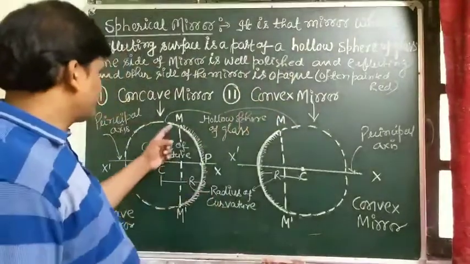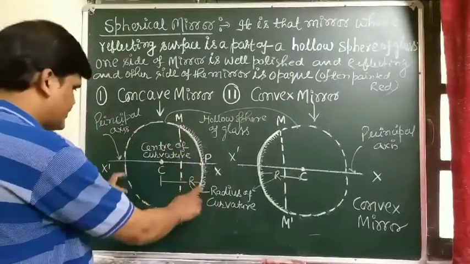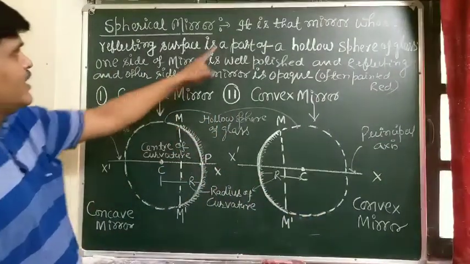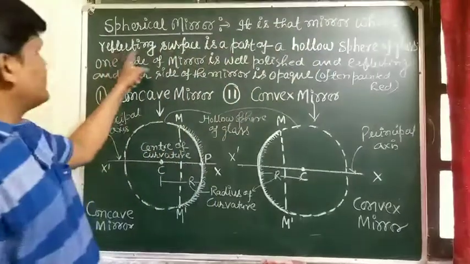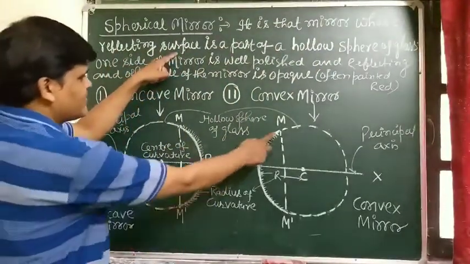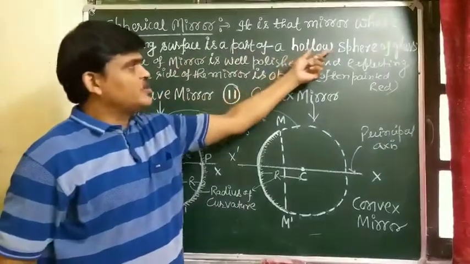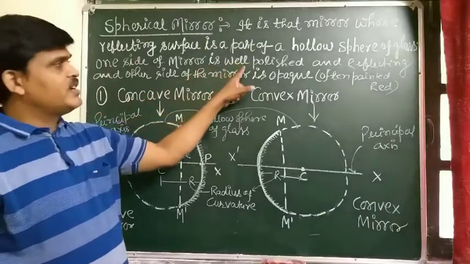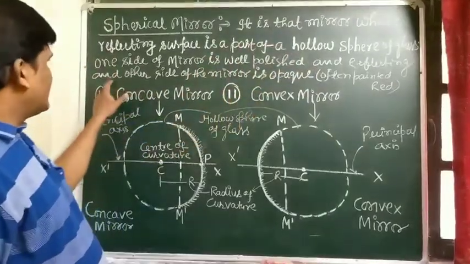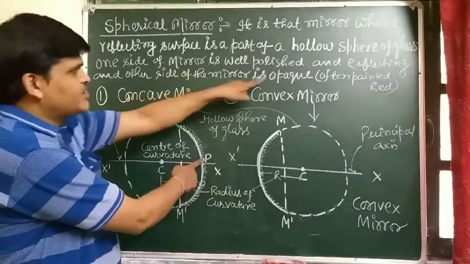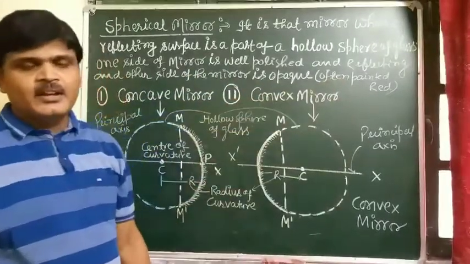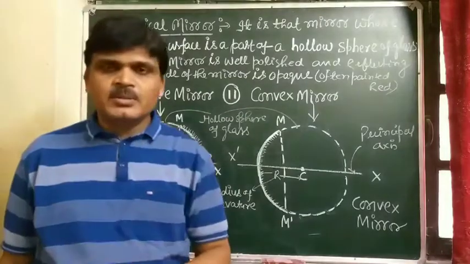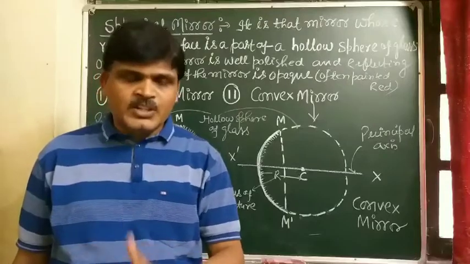See the diagram. This is a hollow sphere of glass, and it is that mirror whose reflecting surface is a part of a hollow sphere of glass. One side of the mirror is well polished and reflecting, and the other side of the mirror is opaque, often painted red. So student, spherical mirror will be of two types, concave mirror and convex mirror.